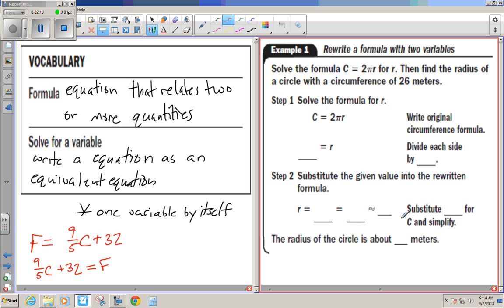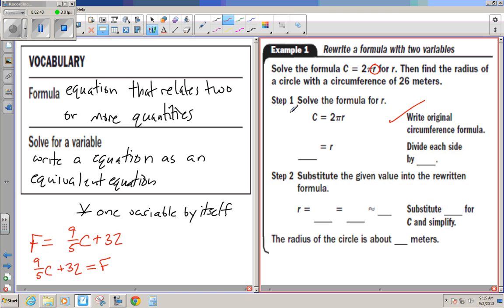All right, rewrite the formula with two variables. So here is the circumference formula. Solve this formula for r, so we're solving it for radius. Then find the radius of a circle with a circumference of 26 meters. All right, so we write out the original formula. Always write out the original formula. Then we divide each side.